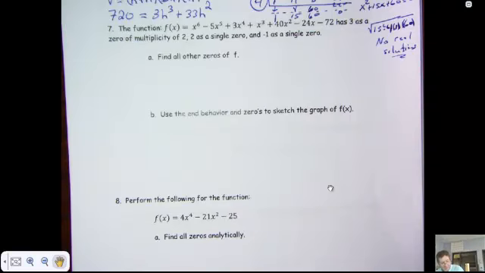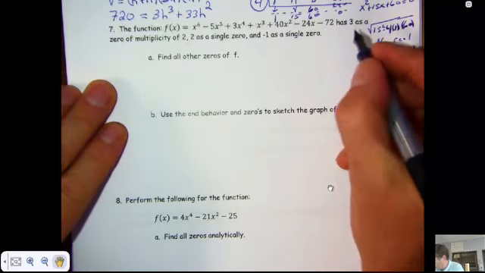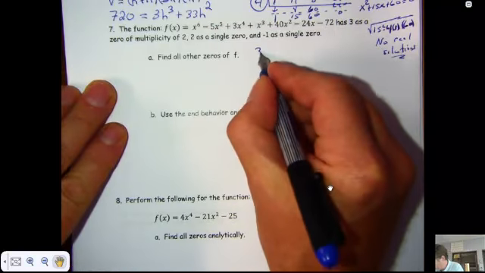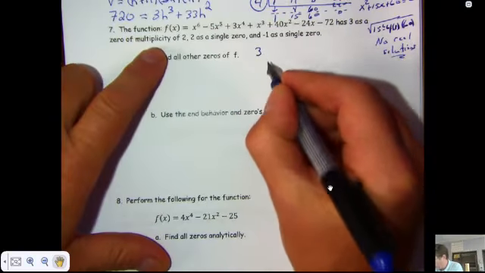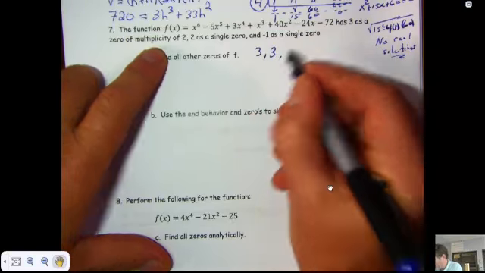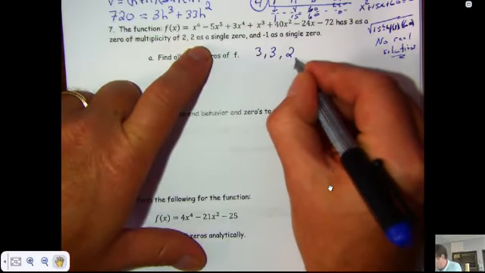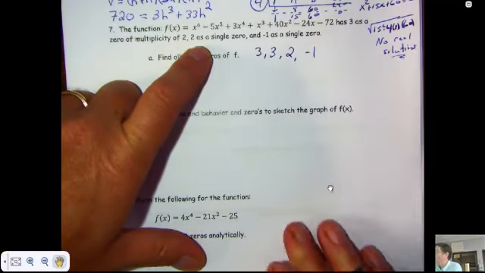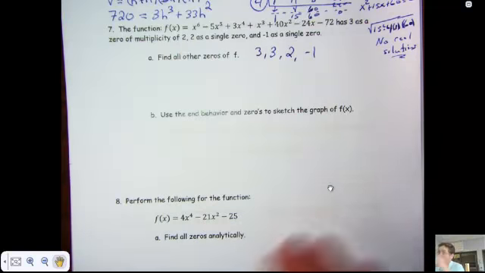Well, first off, how many total zeros are there? There are 6 zeros. And so we have, well, I sure did not give you guys enough room on this. How many are we given? We're given 3, right? We have 3 by multiplicity, so 3 and 3. We have 2, and we have -1. We're given 4 of the 6.